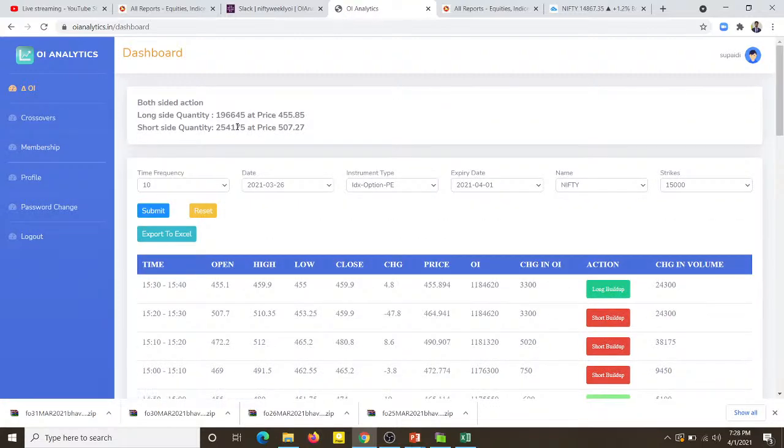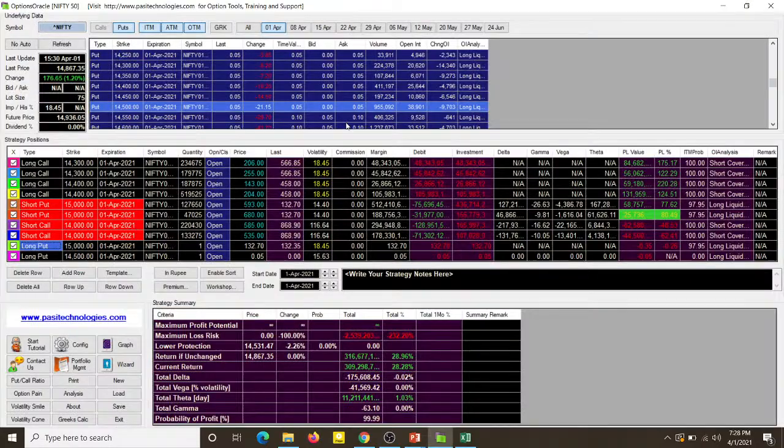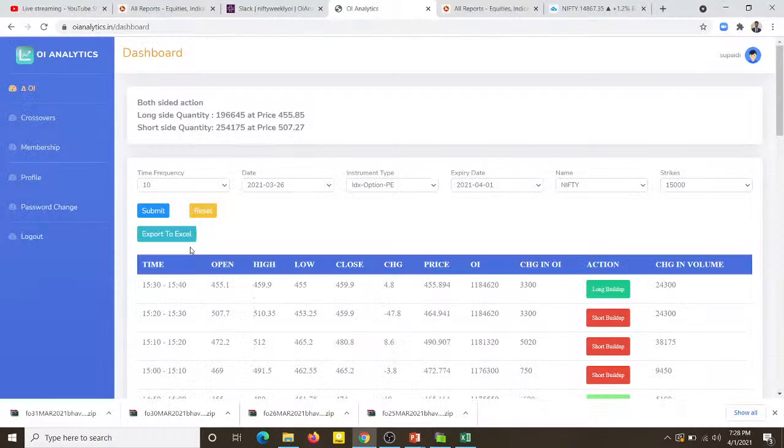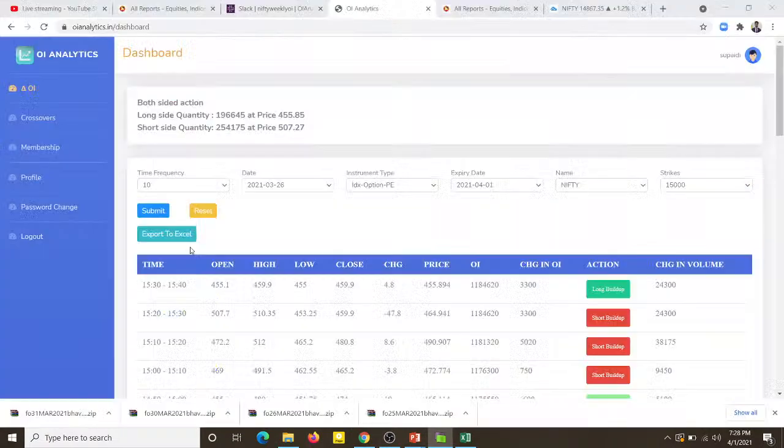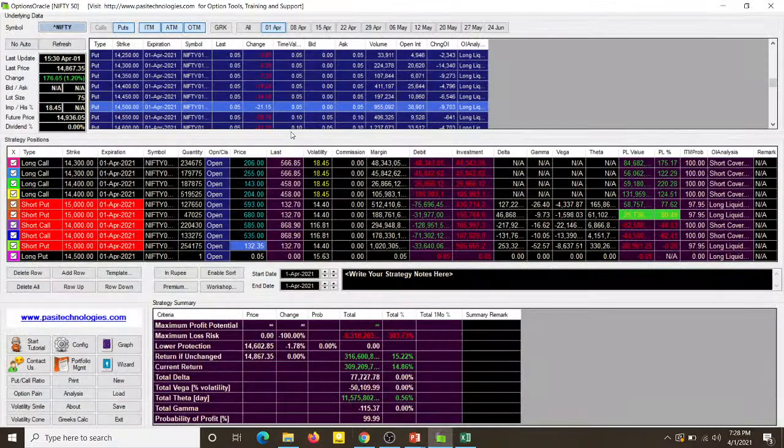Fine. So this is the data for 15,000 put, as you can see. Okay, so we'll add short put of how much? I'm adding default short. If you see, I'm adding all the default to be short, but prices are important here more than anything. 507, correct? 15,000 put we have added.